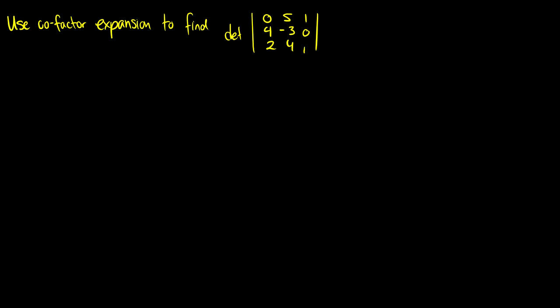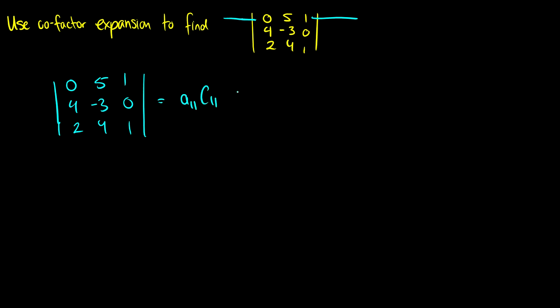So when is this useful? Well, let's use cofactor expansion to find the determinant of this matrix. What's good about this is that now we use zeros to our advantage. I see a 0 in the A11 position, so I'm going to do cofactor expansion across the first row. The entries are 0, 5, 1, 4, -3, 0, 2, 4, 1. Okay, so let's write this out formally. This is going to be A11C11 plus A12C12 plus A13C13.